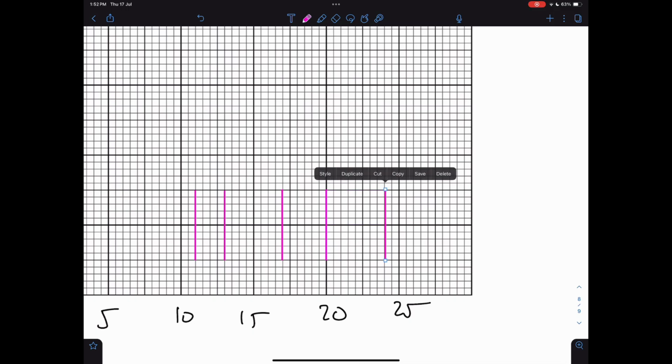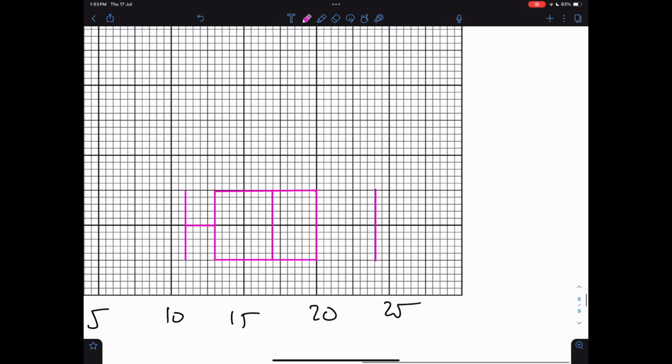Now, here's where it becomes a box and a whisker. You make a box out of the median and quartiles, and then you draw a whisker to connect the minimum to the lower quartile and the maximum to the upper quartile. And you want to label this hockey.